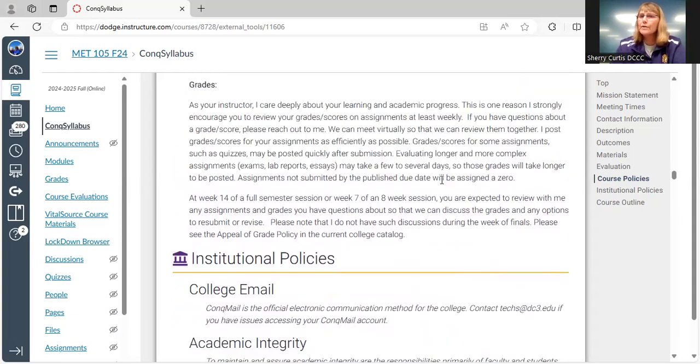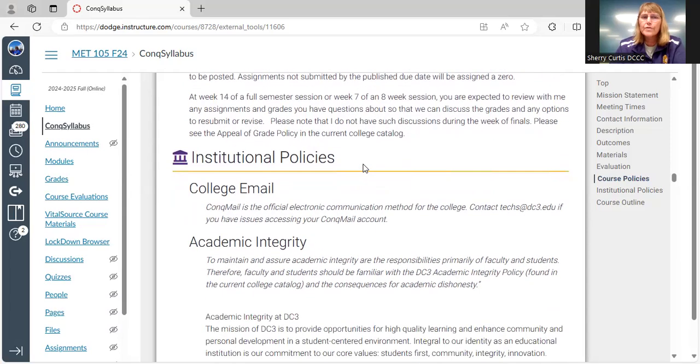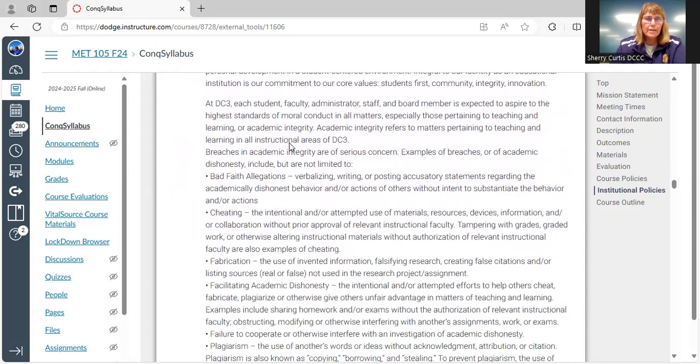I do care about your grades. I want you to be successful in this class. At 14 weeks of a full semester or 7 of an 8-week session, if you're struggling, we'll review grades. We do have a last day to drop or withdraw from a course that is on the academic calendar. Hopefully nobody is in that situation. Again, more on academic integrity.